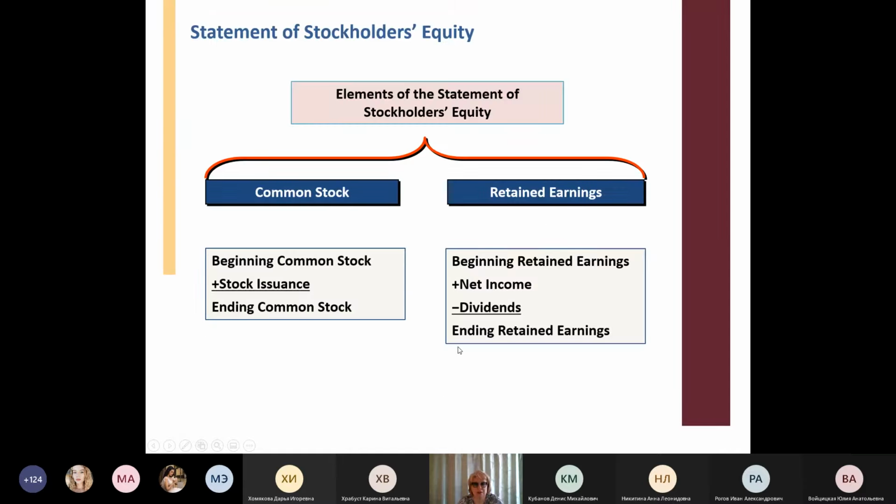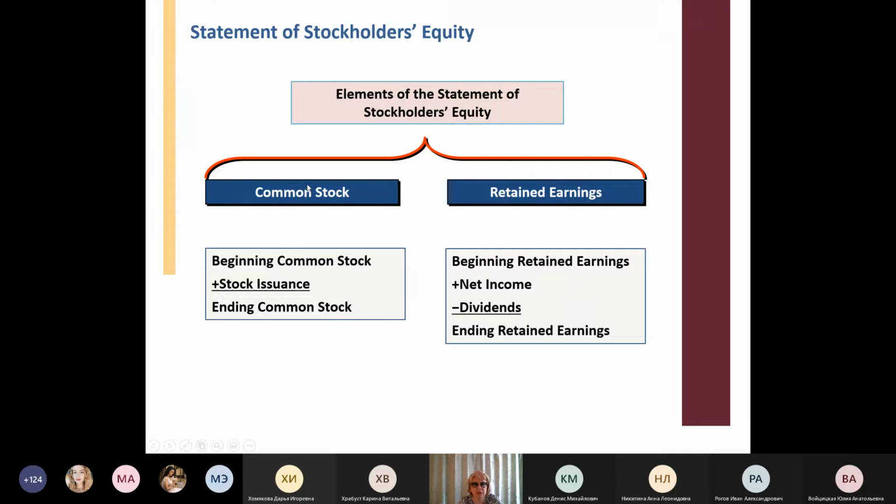Statement of stockholders' equity. The statement of stockholders' equity discloses information about the main elements of the equity. Basically, stockholders' equity includes two main components: share capital or common stock, or it could be titled contributed capital.